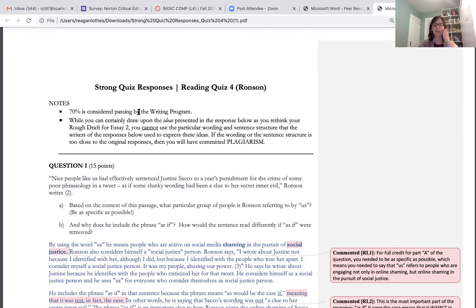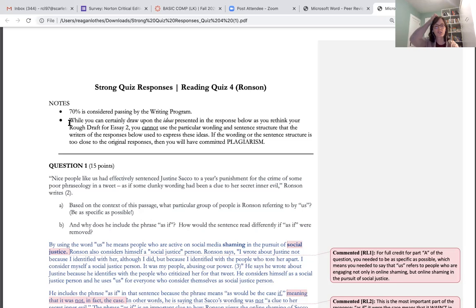And a couple of notes before we get started. So according to writing program policy, and this is the case across all sections of basic comp as well as all sections of XPOS, 70% is considered passing. And so for us, that means on the quizzes as well as the essays, right? So a passing score for the essays is also a 70%. Okay, so we're aiming then obviously for 70% or higher on our quizzes.